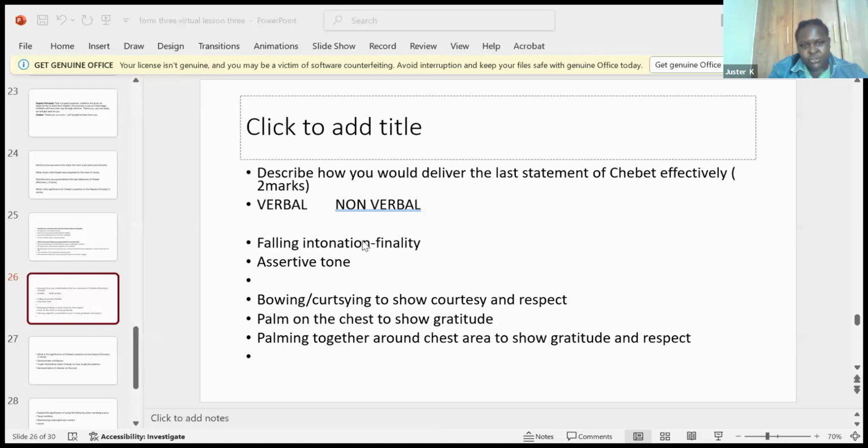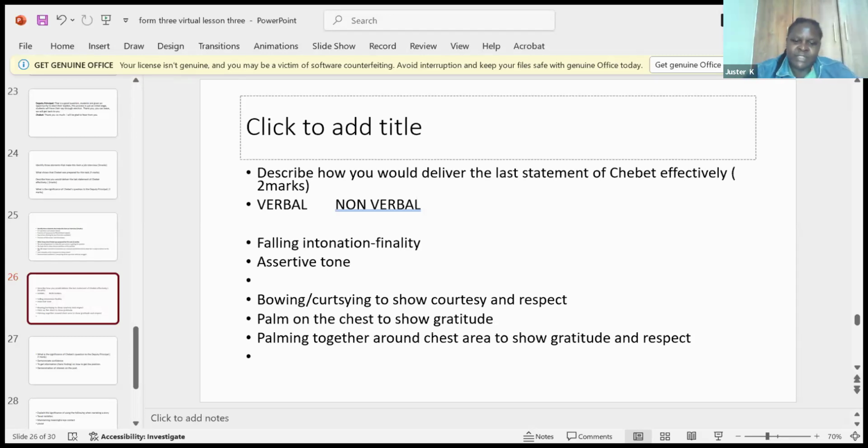I would use a falling intonation to show finality. I would also use an assertive tone, of course, also for finality. It is very interesting. I don't know, it is Jack or who was very keen to note that I would either bow or curtsy. Now, let's say you'd curtsy, this is a girl, to show courtesy and respect. I would put my palm on my chest to show gratitude. You can even try demonstrating that, putting your palm on your chest. When you're talking to somebody and you're telling the person thank you, you show gratitude to show that thanks come from deep from your heart. Or palming together, putting your hands together around your chest again to show gratitude.